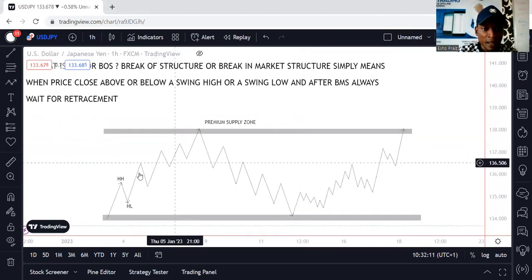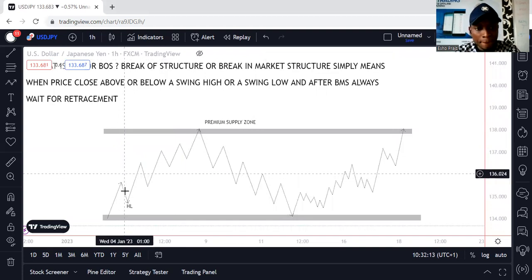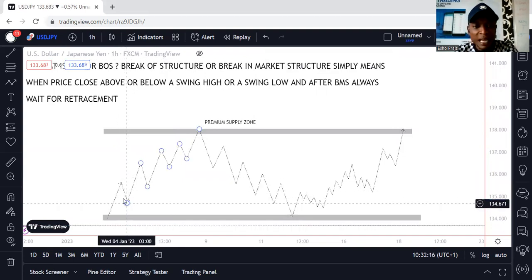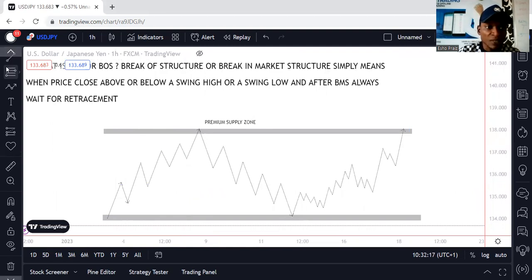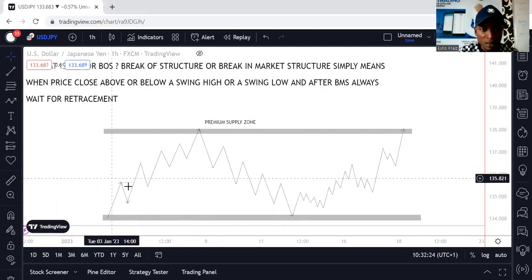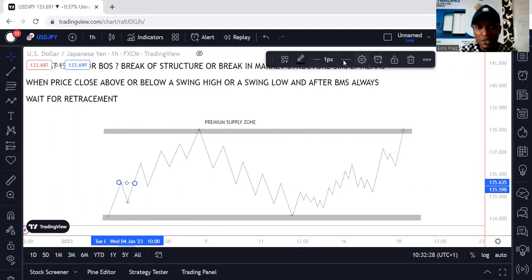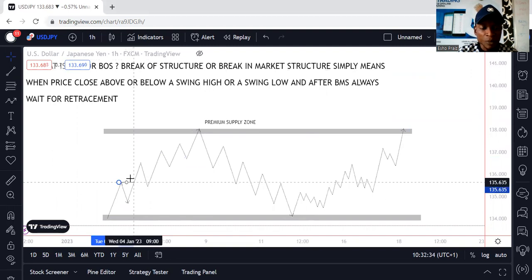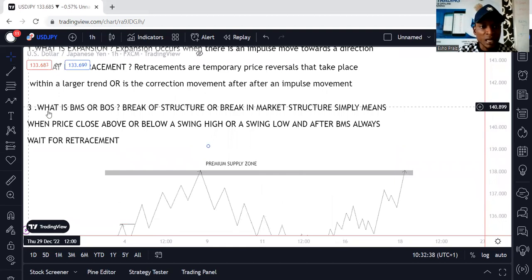This is it. In an uptrend market, we have this as our what? As our retracements. We have this as our what? As our retracements. We have this as our BMS. This is our BMS. Here is our BMS. Look at what I wrote here.